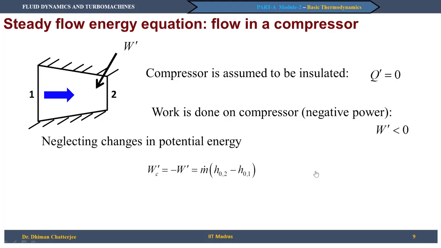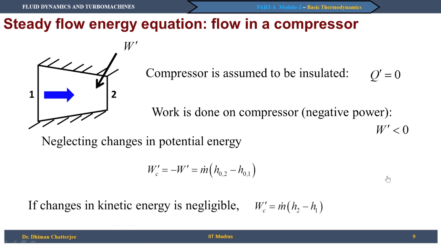What it means is that the fluid leaving the compressor, fluid leaving this turbomachine, actually has more energy, because the energy is being added by the blades. And if the kinetic energy changes are negligible, then again we can talk about m dot (h2 minus h1).